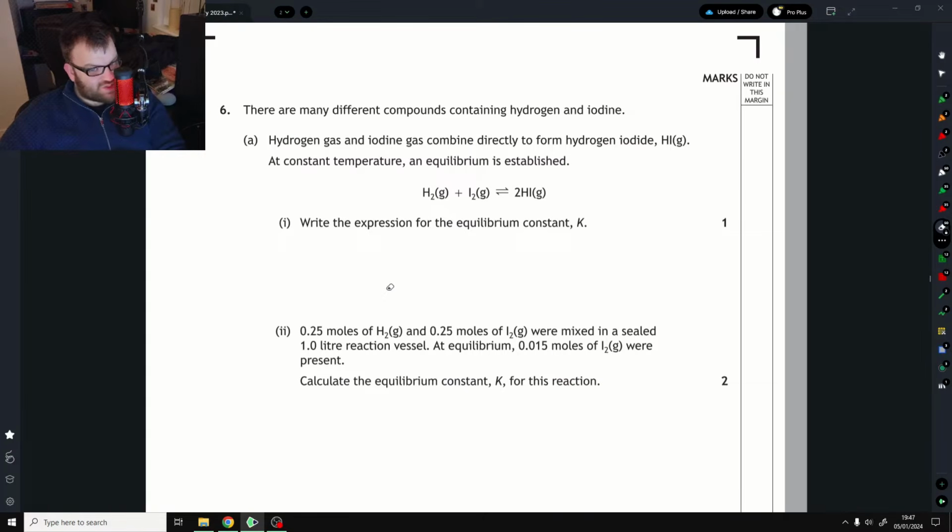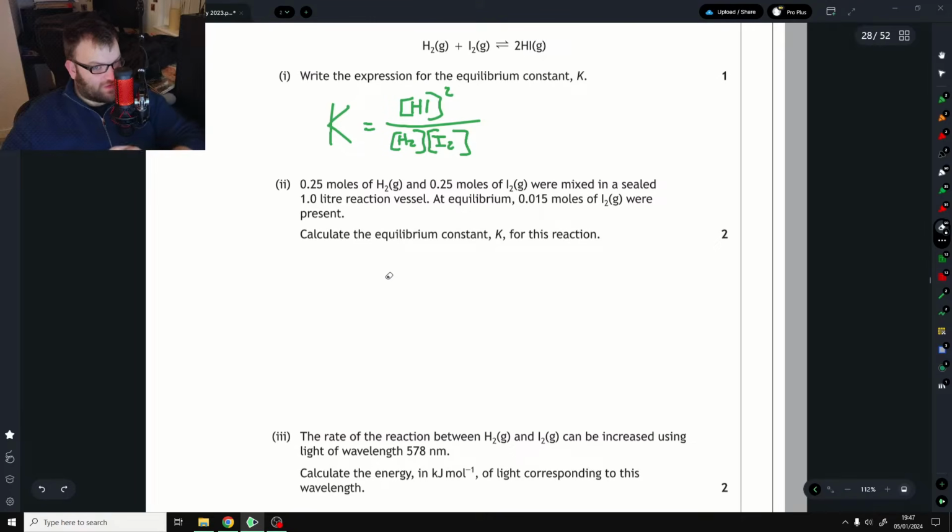In this case, there's 2 HIs, which means when we're doing the concentration of that, we have to square it at the top, and then we've got the other 2 concentrations multiplied together on the bottom. Next one, we want to work out what the value of K would be for this reaction.